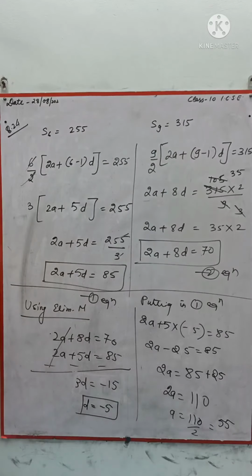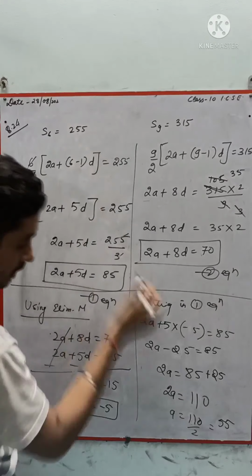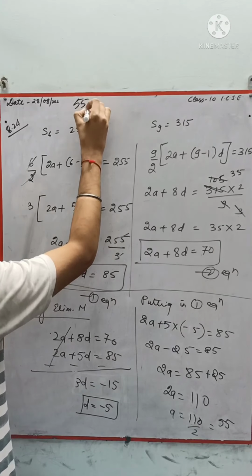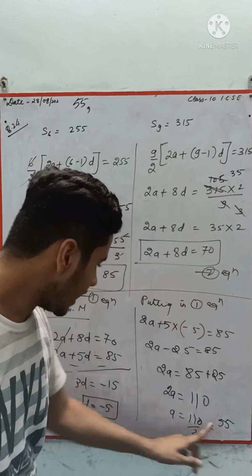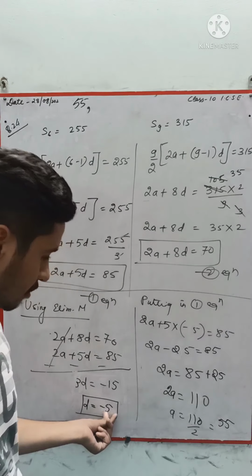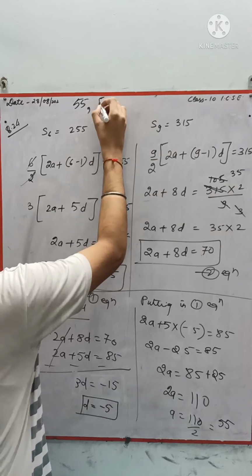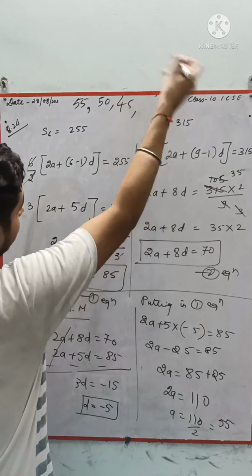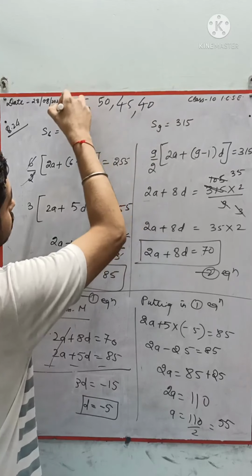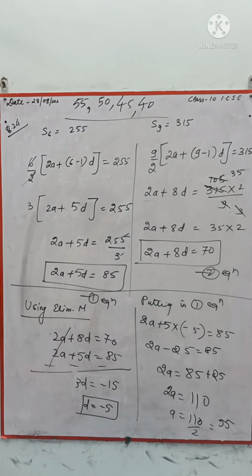So the first term is 55. What will be the next term? A plus d. So a plus d, that is minus 5. So 55 minus 5 you will get 50. Then the next term will be 45. Another term will be 40. So such 4 terms we found. I hope this is clear to you.